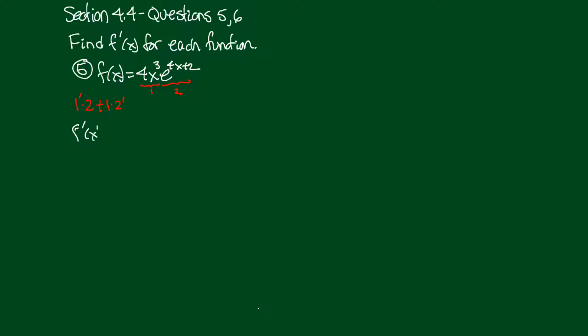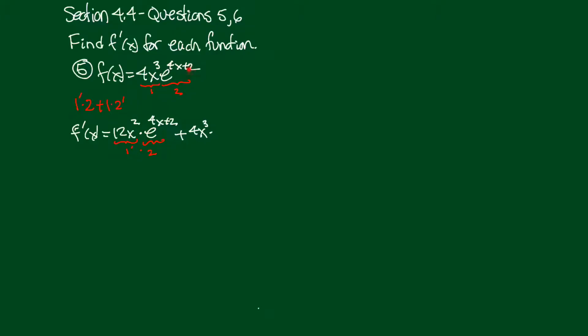So f prime of x is going to be, right, the derivative of the first, 12x squared, times the second, e to the 4x plus 2. So here is, I'll mark down what I've done. Here's the derivative of the first times the second. Now I need plus the first, which is 4x cubed, times the derivative of the second.